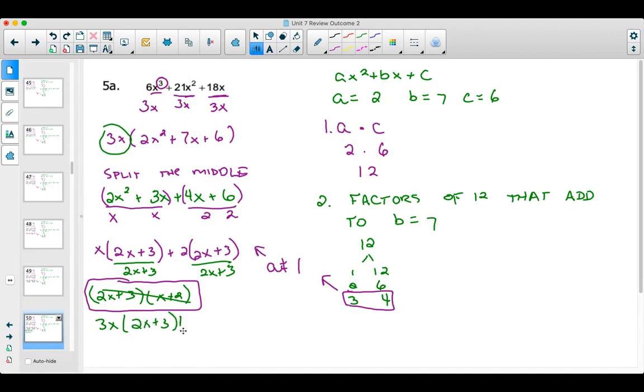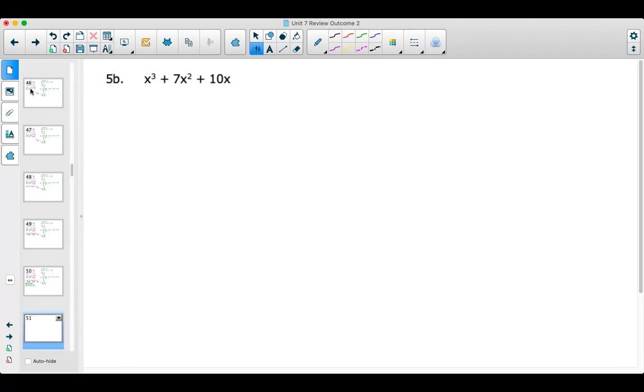All right. Moving on to 5b. It's going to be similar where I have an x cubed out front here. So again, I have that x cubed. So I'm going to find a GCF. In this case, my only GCF is x. So I'm going to divide everything by x. That leaves me with an x. And then I have x squared plus 7x plus 10 left over when I divide.